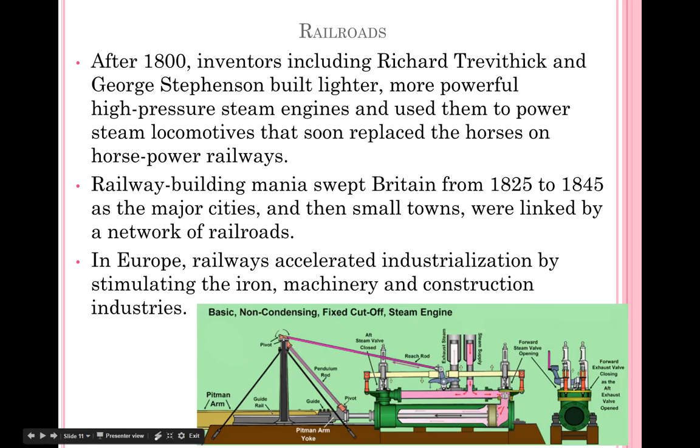And that leads us to railroads. After 1800, inventors, including George Stephenson and Richard Trevithick, built lighter, more powerful high-pressure steam engines and used them to power steam locomotives that soon replaced the horses on horsepower railways. Railway building mania swept Britain from 1825 to 1845 as the major cities and then small towns were linked by a network of railroads. In the US, railway booms in the 1840s and 50s linked the country together and opened the Midwest to agricultural development, obviously displacing the people who already lived there.